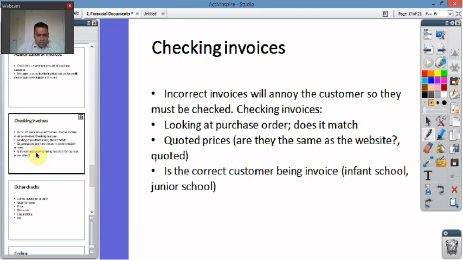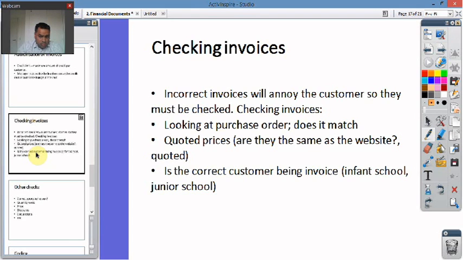Checking invoices. Incorrect invoices will annoy the customer, so they must be checked. Looking at the purchase order, does it match? Quoted prices, are they the same as the website has quoted? Is the correct customer being invoiced?